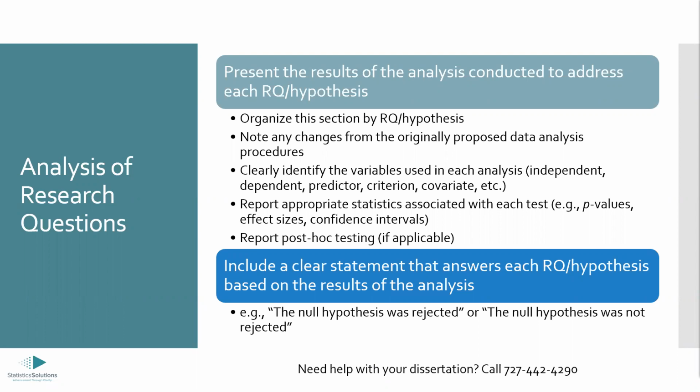You'll want to report the appropriate statistics that are associated with each test. So that includes things like your significance or p-values, and effect sizes that are appropriate for those tests. For a t-test, you might report something like Cohen's d. For a regression, you might report your r-squared value. And you may also want to report things like confidence intervals, for instance, for something like a regression coefficient.